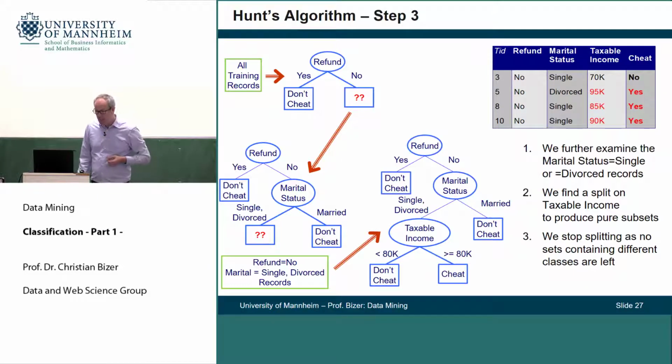We do it again, now only with 4 records left, the ones that have refund no and marital status single or divorced. For these people, it depends on the income, so people with a low income don't cheat and people with a higher income do cheat. We apply another attribute test. Now we are only left with completely clean sub-buckets and we finish. We have learned this decision tree that covers all our training examples.